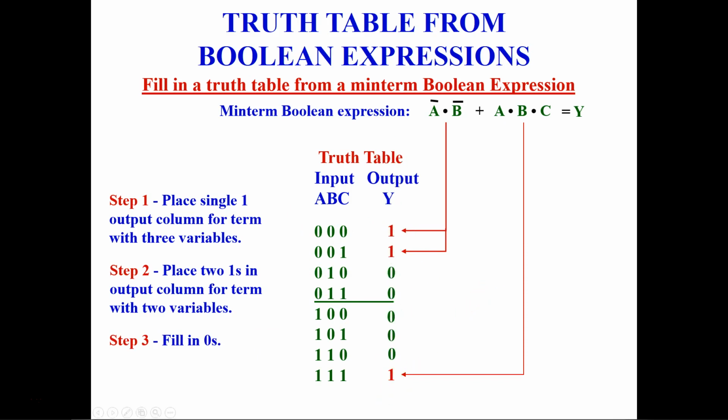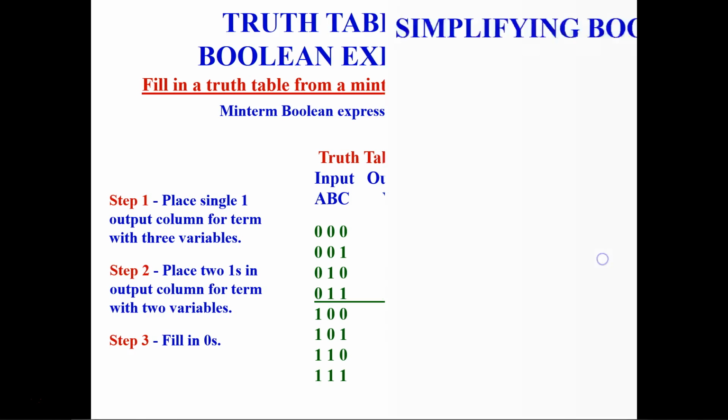All right, so that's how you solve a min-term Boolean expression, and you can make a truth table out of the Boolean expression. Now let's see next.